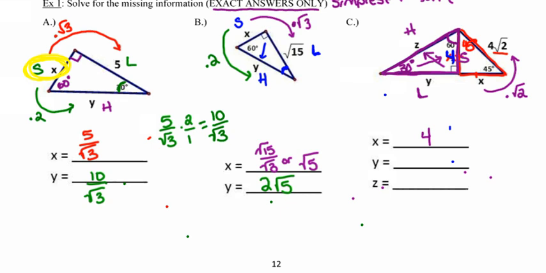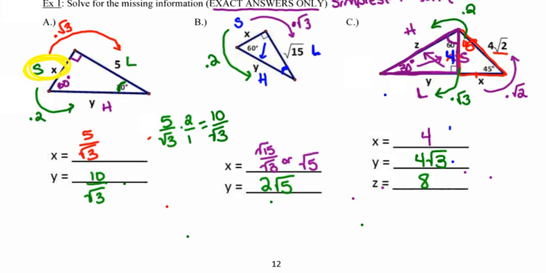Once I have the length of the shorter of my two legs, to get the length of the hypotenuse, I multiply it times 2, making z 8. And once I know the length of that shorter leg, to find the length of the longer leg, I multiply times square root of 3, making the value of y 4 square roots of 3.